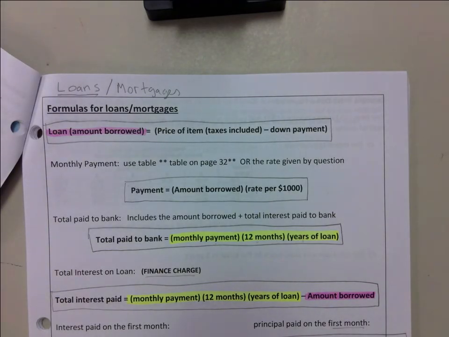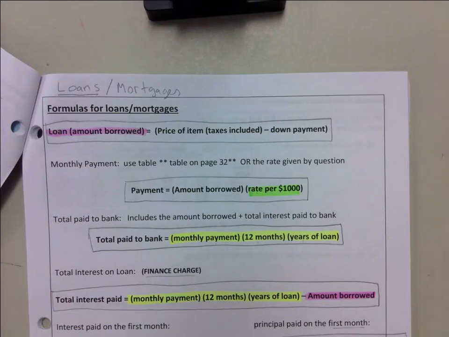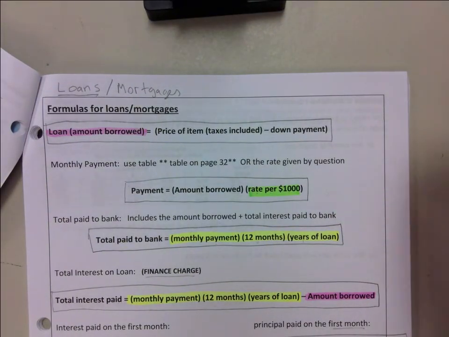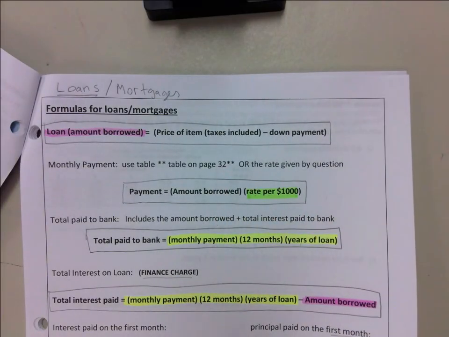I'm gonna give it a color. I haven't used green yet, so I'm gonna use green. This you should remember from grade 11. Okay, I will show you. Let's go to page 32 real quick.